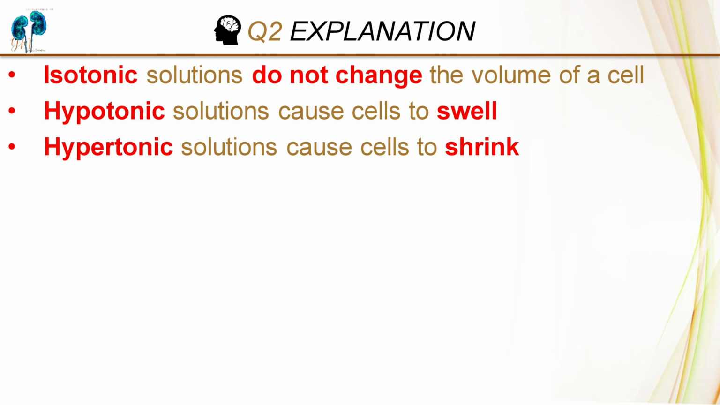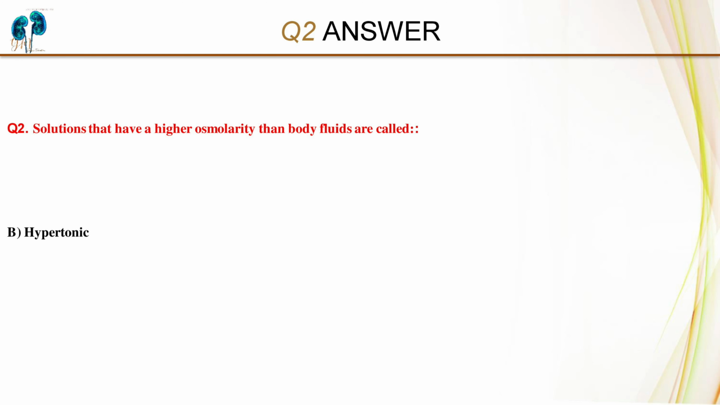What will happen in a hypertonic solution? In a hypertonic solution, the impermeable solute is more in the extracellular compartment compared to intracellular. So osmosis will occur from lower solute concentration to higher solute concentration. So water will move from the cell into the extracellular compartment. Hence, the cell will shrink. So that is called crenation. So the answer for the second question, solutions that have higher osmolarity than body fluid are called hypertonic solutions.